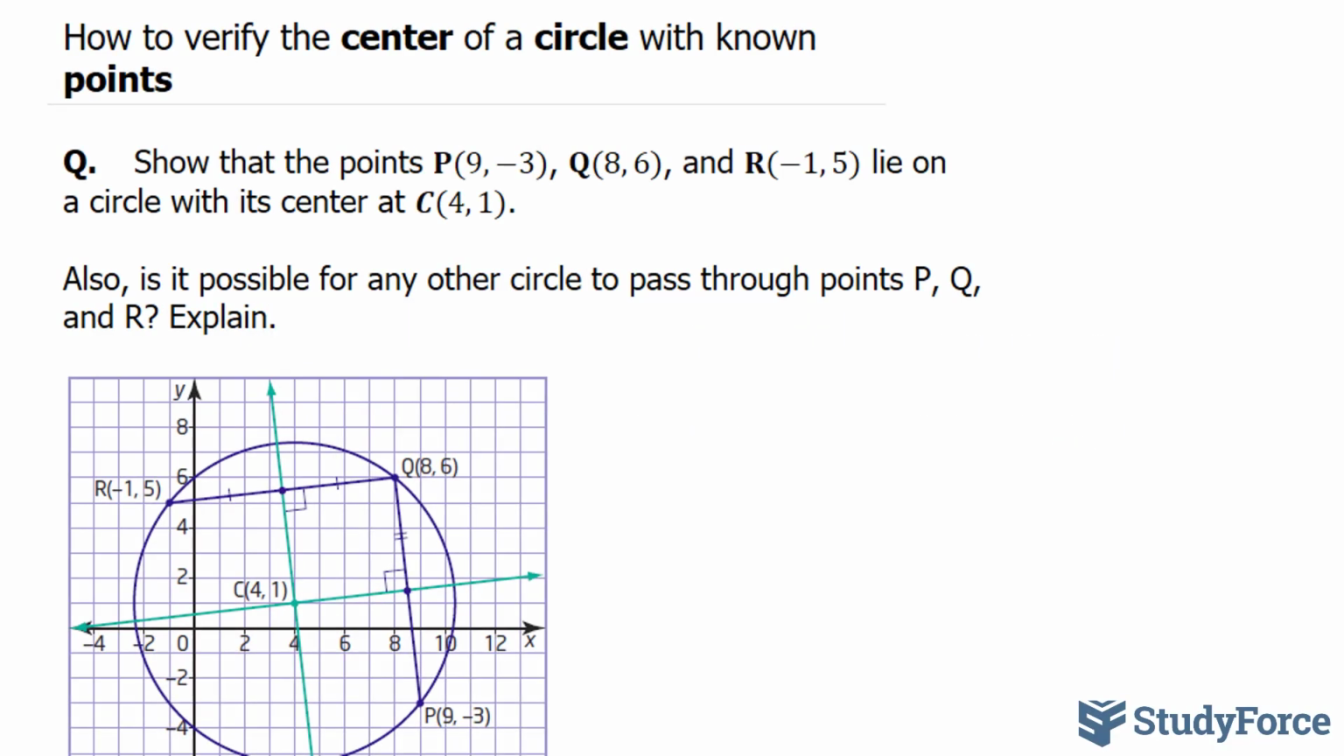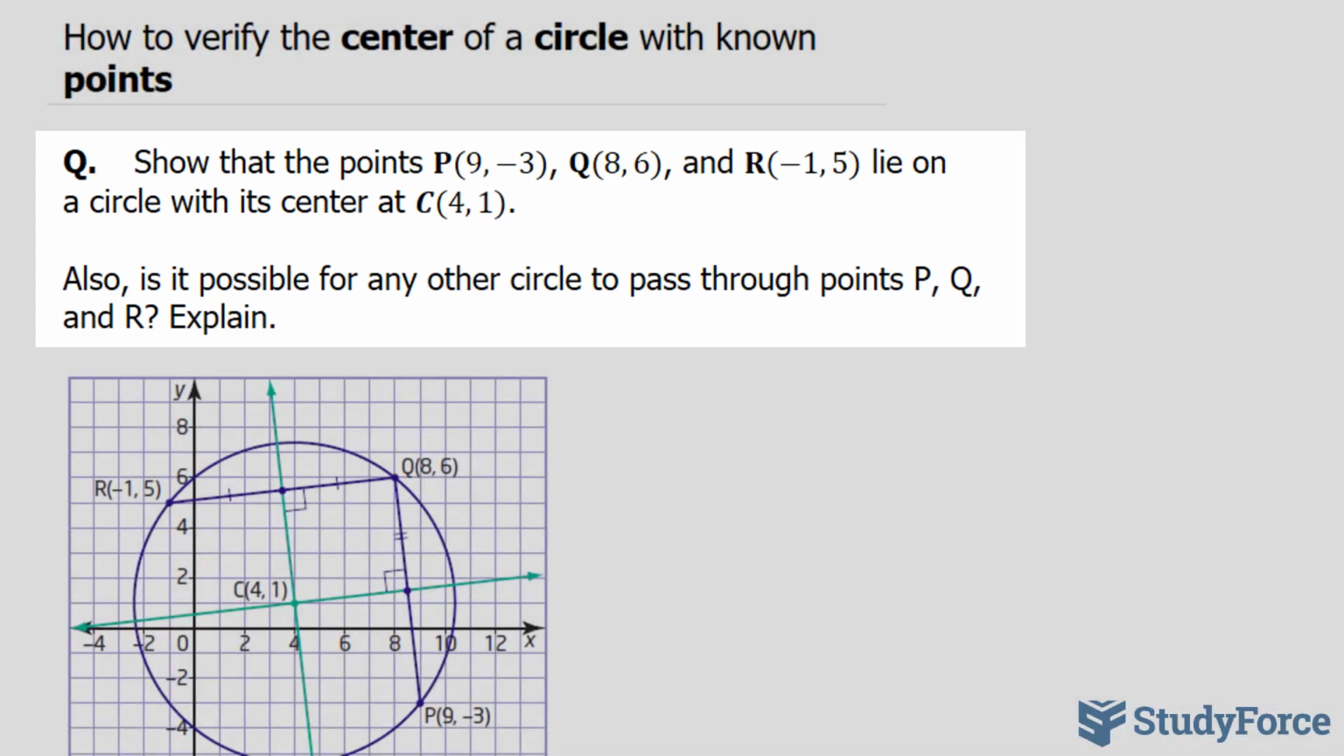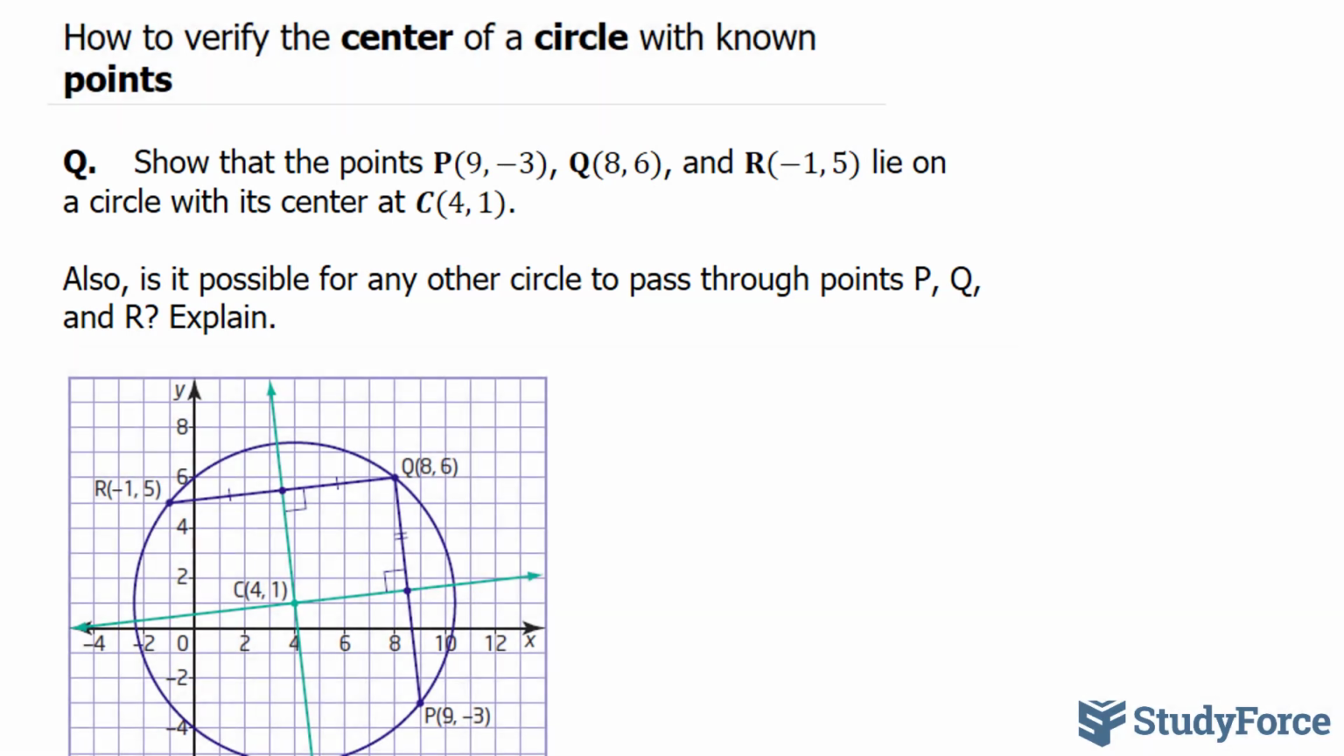In this lesson, I'll show you how to verify the center of a circle with known points. The question reads, show that the points P, Q, R lie on the circle with its center at the coordinates 4 and 1. Also, is it possible for any other circle to pass through points P, Q, and R? We'll explain that later. The first thing that you have to do to tackle a question like this is plot the points that they've given you.